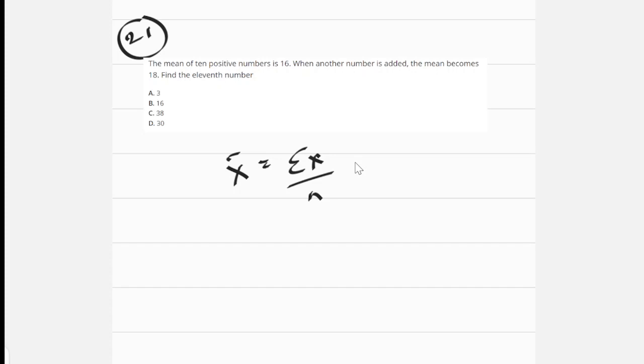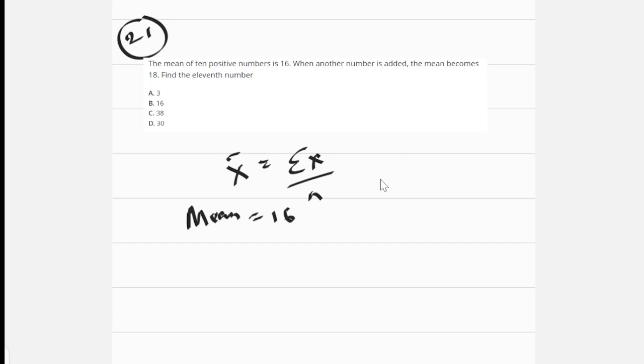When another number is added, the mean becomes 18. The simplest way you can solve this is what? If you want to find the mean, just sum the data and divide by the number of the data. We are given the mean of the 10 positive numbers, so their mean is equal to 16. I hope you understand now.